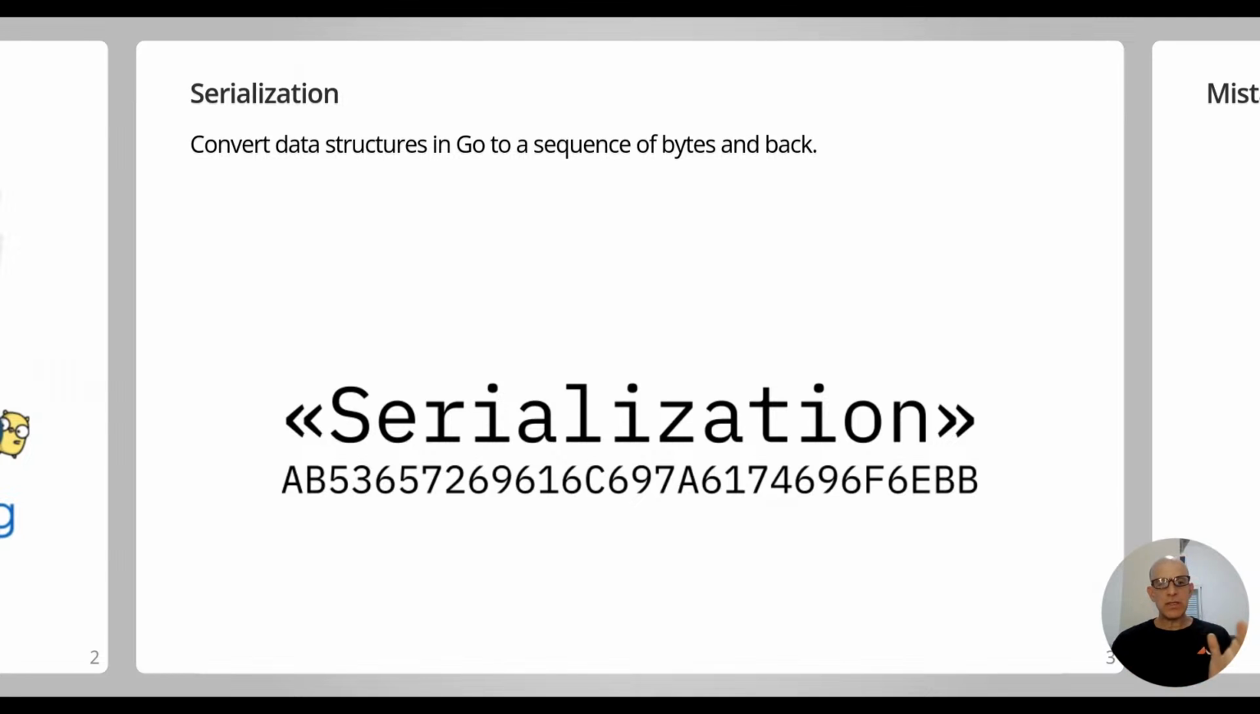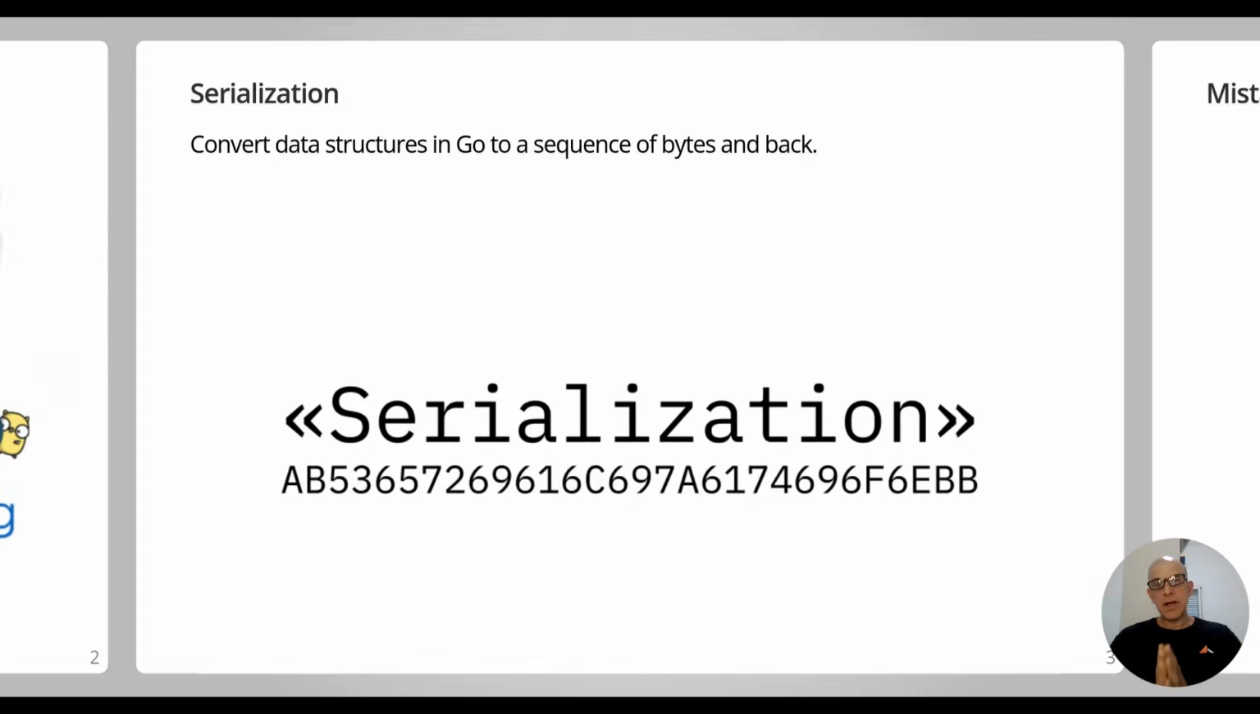Serialization is taking a data structure in your language, say a slice or maybe a map, but it can even be a string or an integer, and you convert it to a sequence of bytes and then back. The question is why do we need it at all?